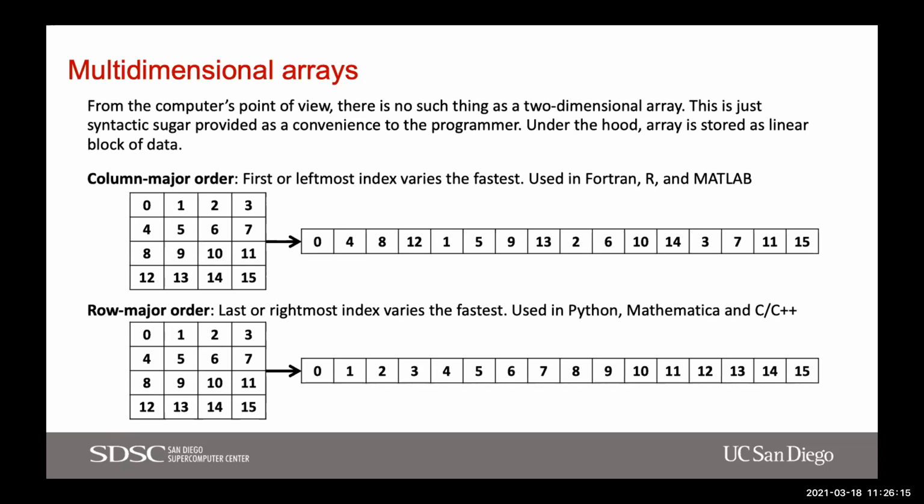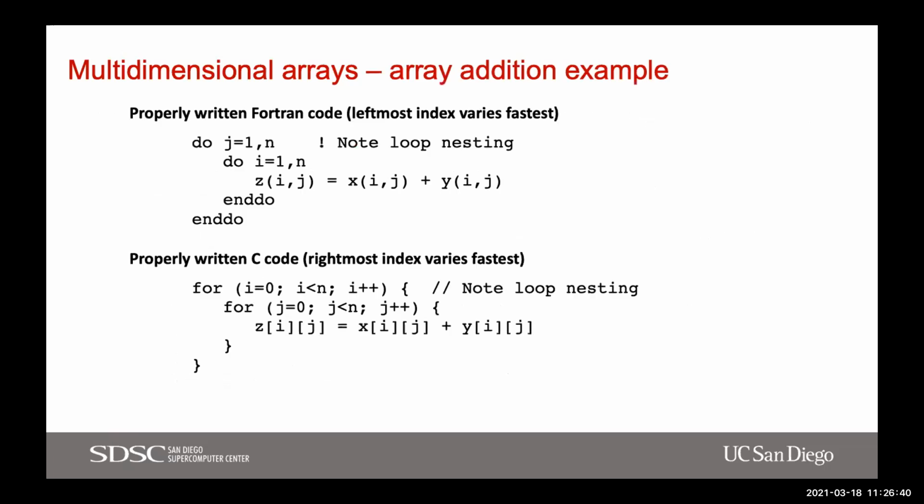So in column major order, and this is used in Fortran, R, and MATLAB, the first or the leftmost index varies fastest. So if I look at this grid of the 16 values, we're going to go down the first column, second column, third column, fourth column. You'll see this layout 0, 4, 8, 12, 1, 5, 9, 13, and so on. Row major order is what we use in Python, Mathematica, and the C family of languages. Here we're going across the rows.